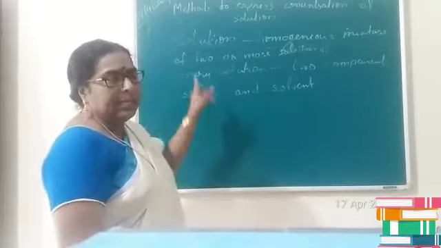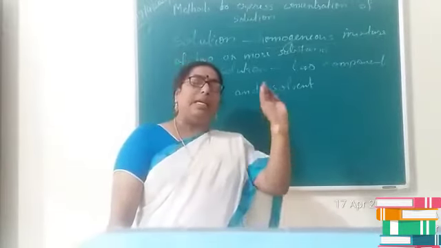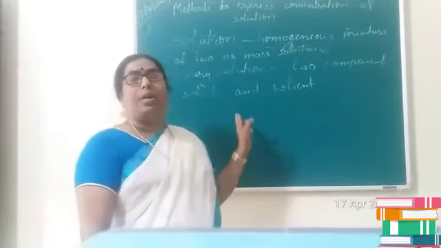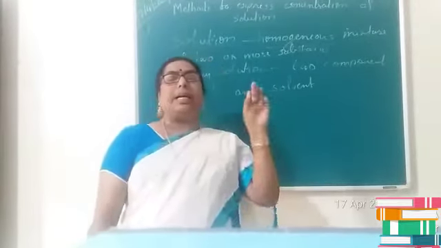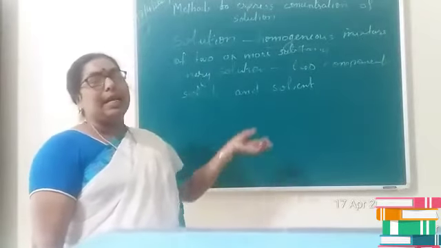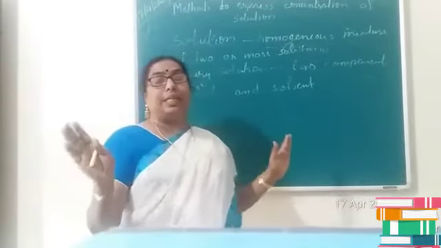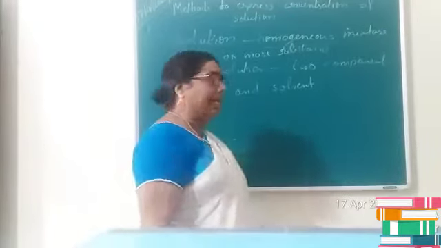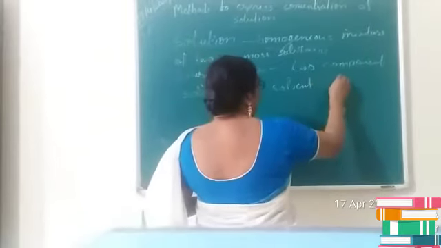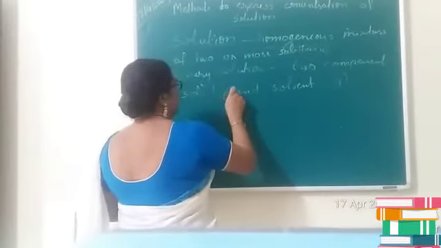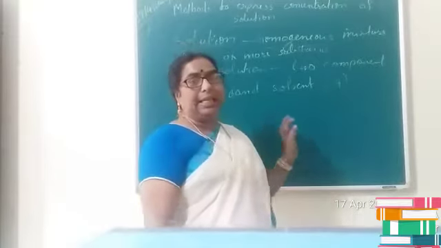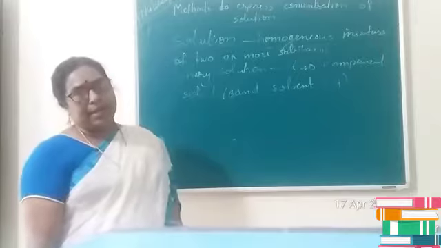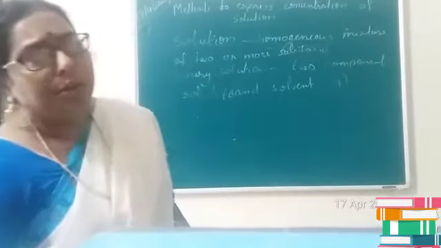Is it clear, children? So a binary solution is made up of only two components, the solute and the solvent. Solute is the component present in small quantity and solvent is the component present in large quantity. Whenever we discuss these things, we represent the solvent by the letter A and the solute by the letter B. Is it clear, children, what is a solution? We are studying only binary solutions, that is, solutions made of two components.